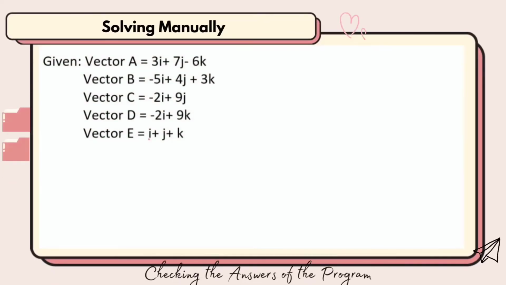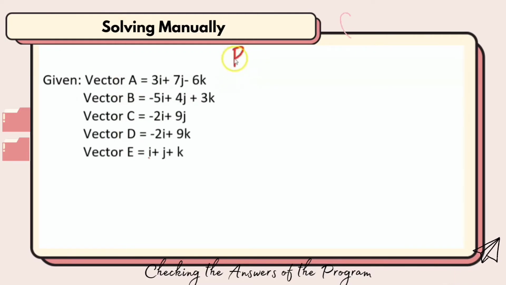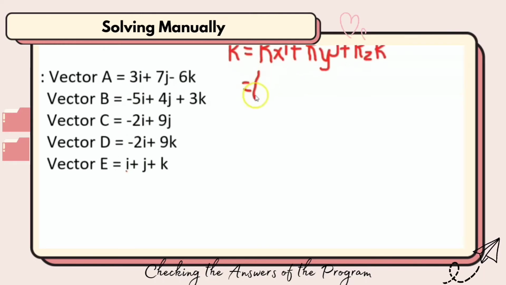In this part, we are going to explain how to solve it manually. First, we're going to get all the givens, which are vectors A, B, C, D, and E. After that, let's identify the formula that we're going to use. The formula to get the vector R is R equals Rx i plus Ry j plus Rz k. And then after knowing the formula, we are going to substitute all of the components.